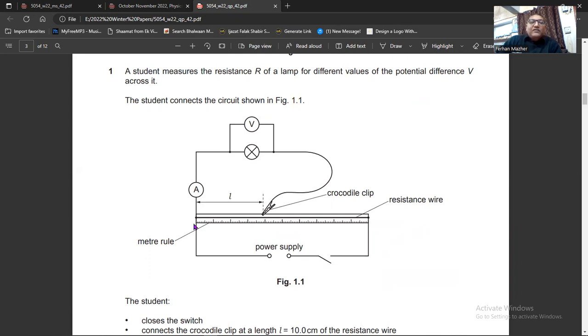Here we have a meter rule, and on this we have a wire, and here we have the crocodile clips, and at this point of the wire we have connected our wire. Here we have a lamp, here we have a power supply, this is the switch. This is the ammeter, this is the voltmeter. This voltmeter is basically telling you how much voltage is being used by the lamp. And wherever you put this paper clip on this wire, this much length of the wire will be used.